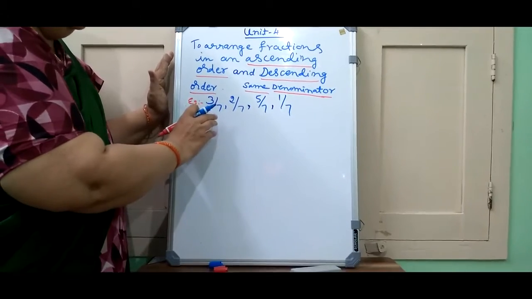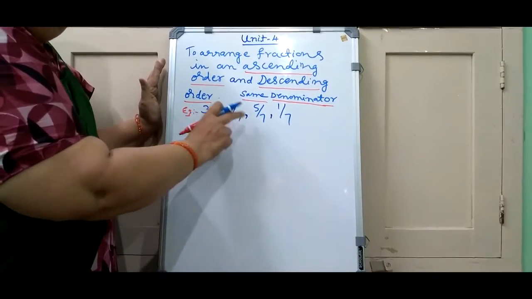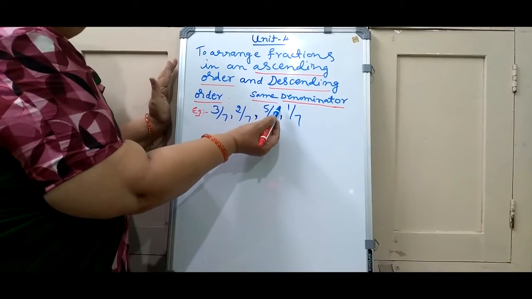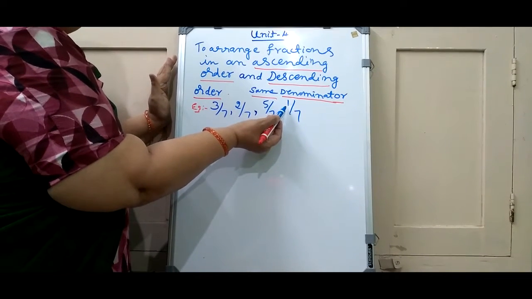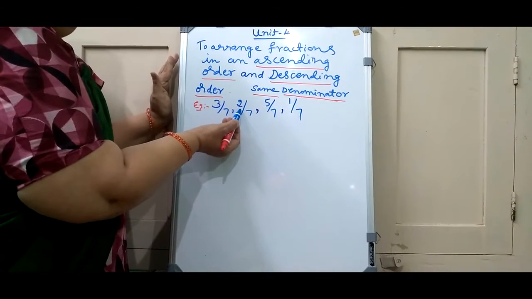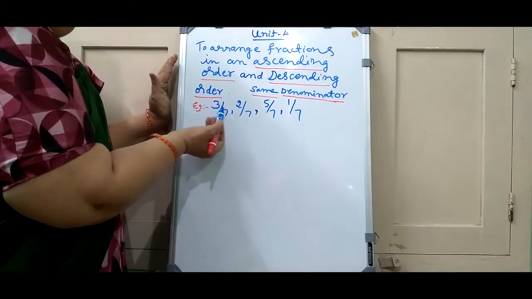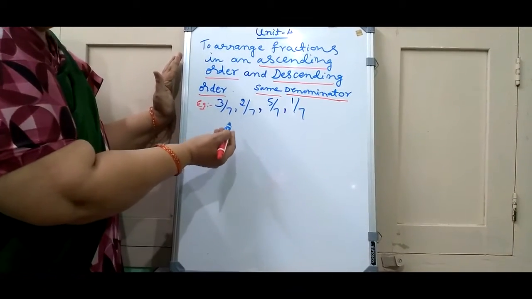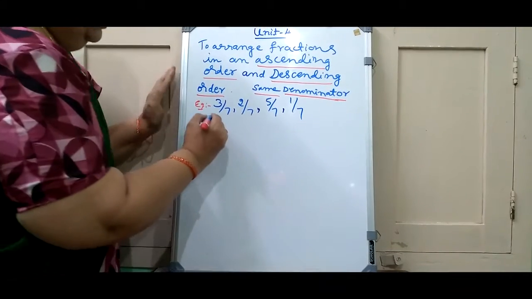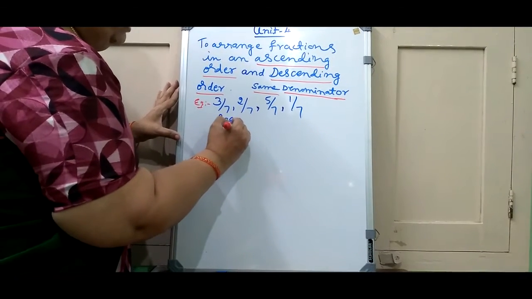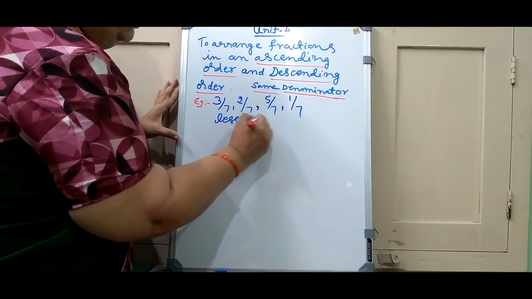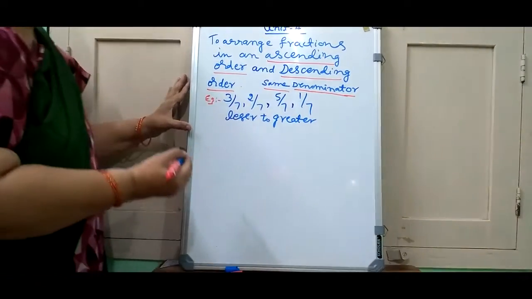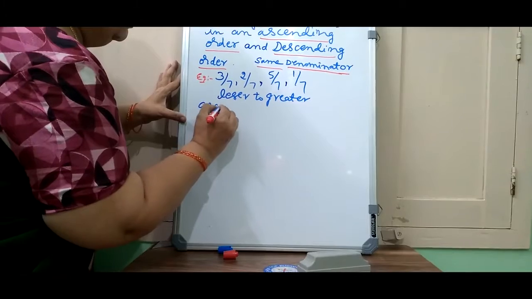So it is very easy. You just compare the numerators. Just by looking, you can see 1 is the least number here. Next comes 2, next comes 3, next 5. When we arrange from the lesser to the greater, we call it the ascending order.